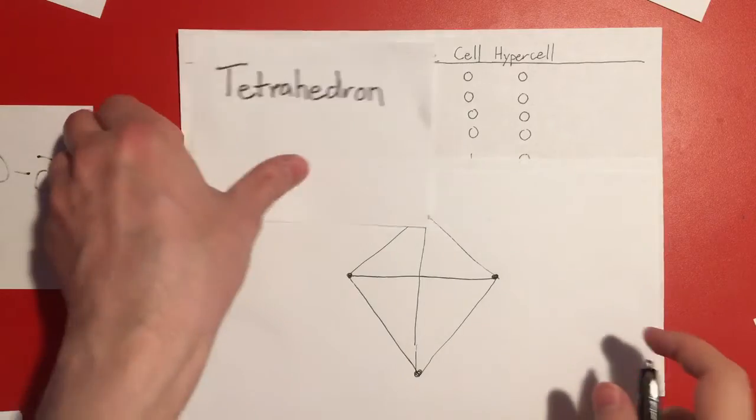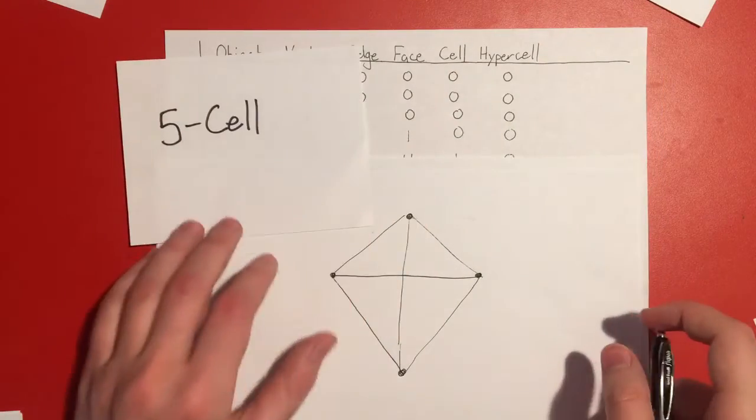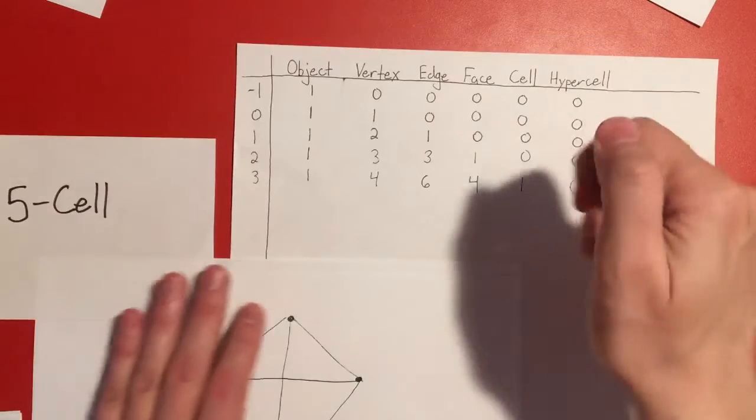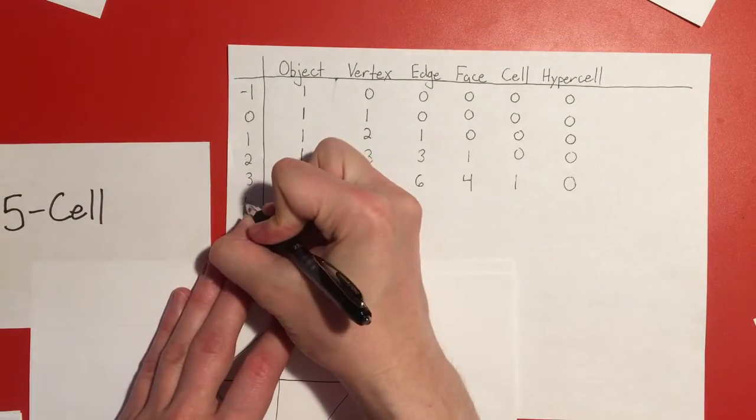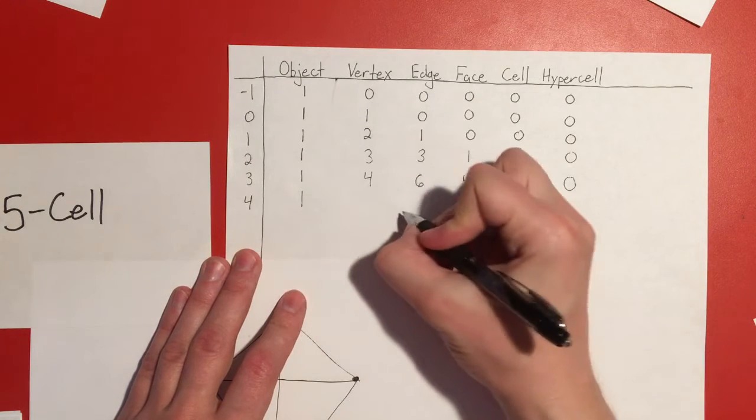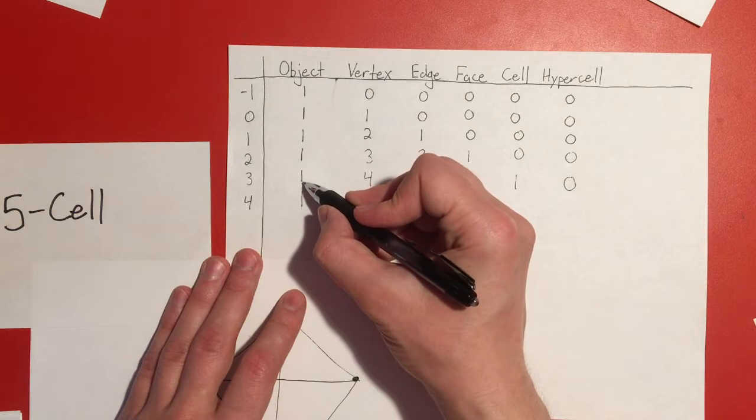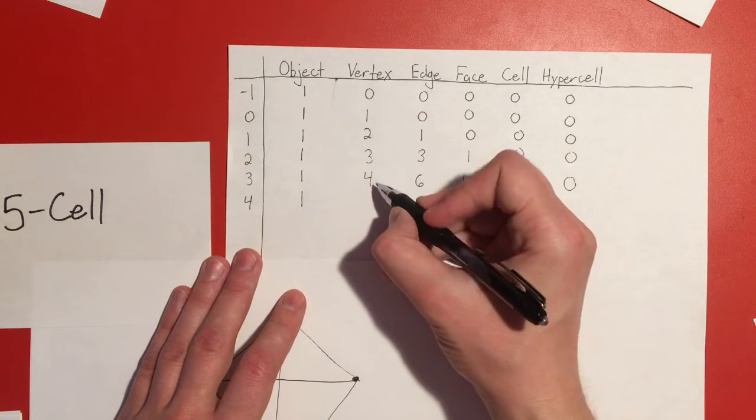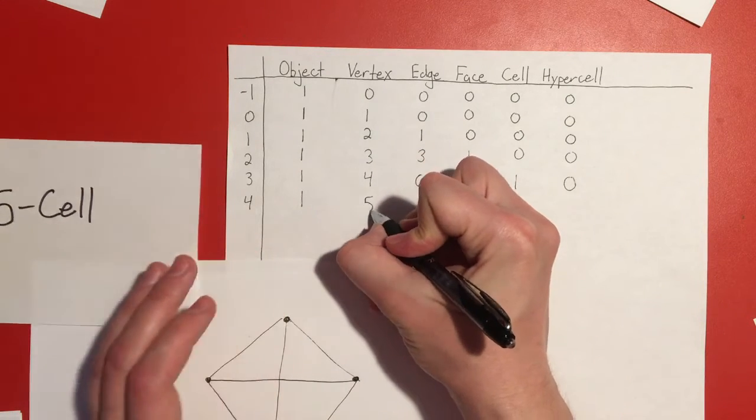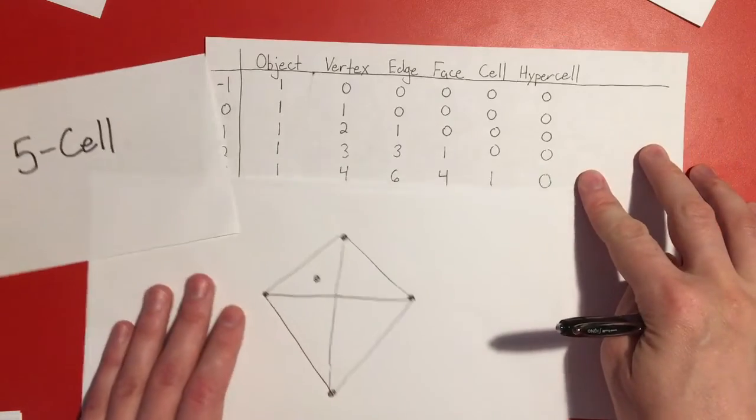After the tetrahedron, we get the 5-cell. The 5-cell is a 4-dimensional object. We still just have the one object. We have 4 vertices, and attaching one vertex for every object, 1 plus 4 is equal to 5. So we will have 5 vertices.